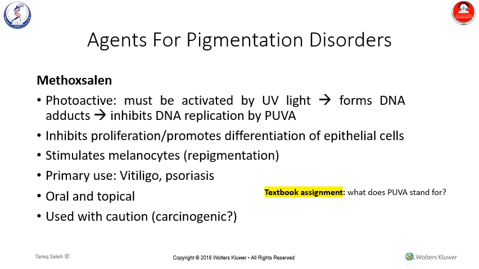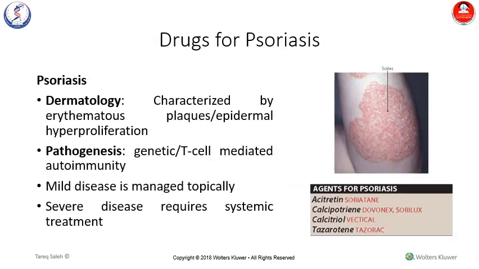Methoxsalen is available in oral and topical preparation and should be used with caution, similar to hydroquinone, because of a possible carcinogenic effect. Let's now move on to discuss the treatment of another skin disorder called psoriasis.